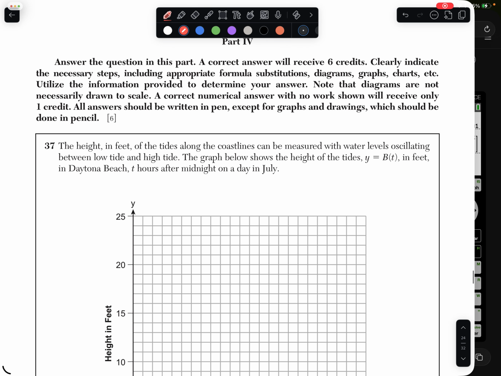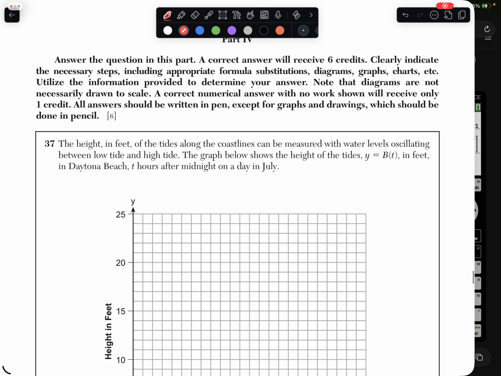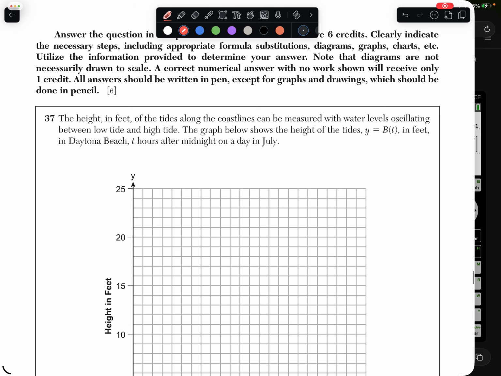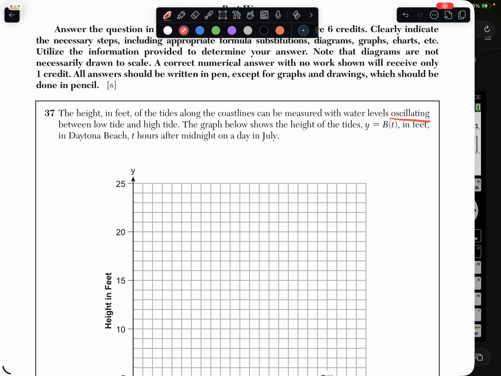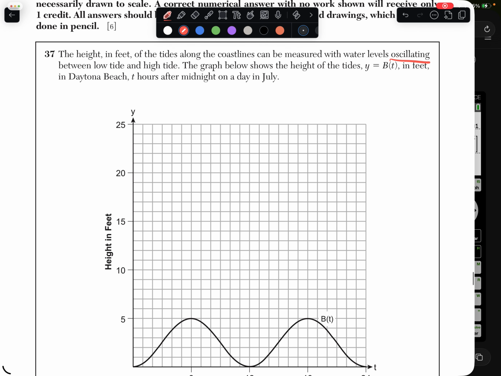Okay, part 4, we have this. The height of the tide along a coastline can be measured by waters oscillating between low tide and high tide. So if we have the word oscillating, that means it's going to be jumping up and down, up and down. And that should be a hint that we are dealing with a sinusoidal function. So like sine or cosine, I believe.